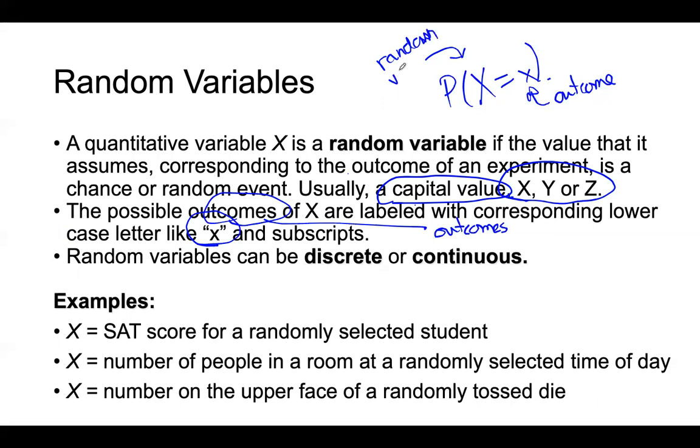Random variables are, again, either discrete or continuous. So this is the first thing that we have to decide. Examples of random variables: X can be equal to the SAT score for a randomly selected student, the number of people in a room at a randomly selected time of day, or the number on the upper face of a randomly tossed die. So we have a die. It's always great to picture things.